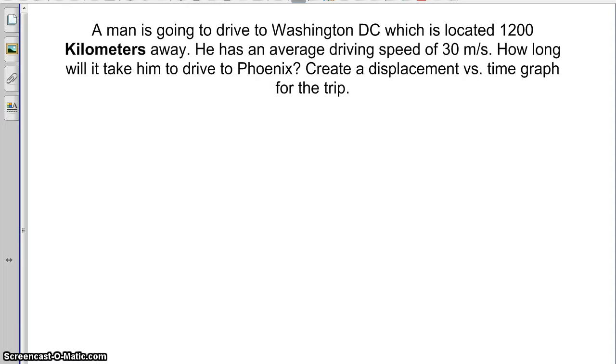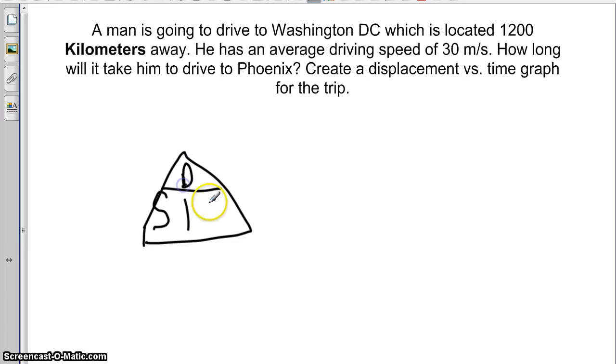In essence, as simple as it can be, this is a speed equals distance over time equation. So you can make your little triangle here: speed, distance, time. And I just want to figure out how long it will take. So I want to know the time, which means I'm left with distance divided by speed. But there is an issue. Notice I put it in bold here. It says 1,200 kilometers away.